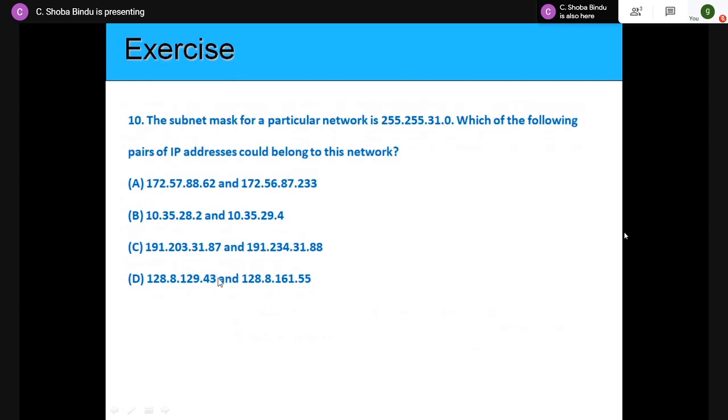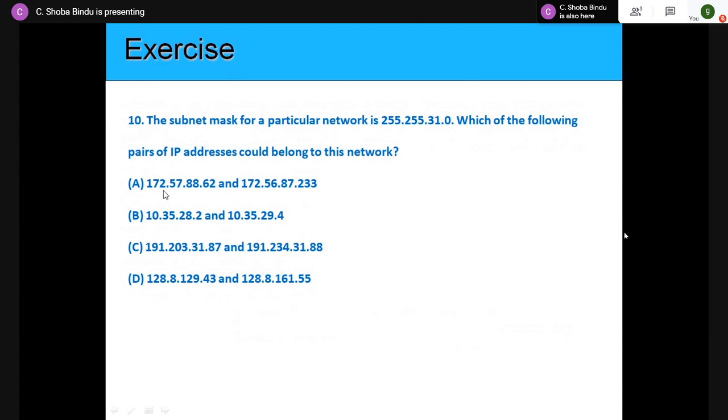So the subnet mask for a particular network is 255.255.31.0. Which of the following pair of IP addresses could belong to this network? So what is it that you have to do here? This is the subnet mask that is given, and with this subnet mask you check the result. As these two bytes are all ones, the first 2 bytes, if they have the same value, then they can have the subnet mask.